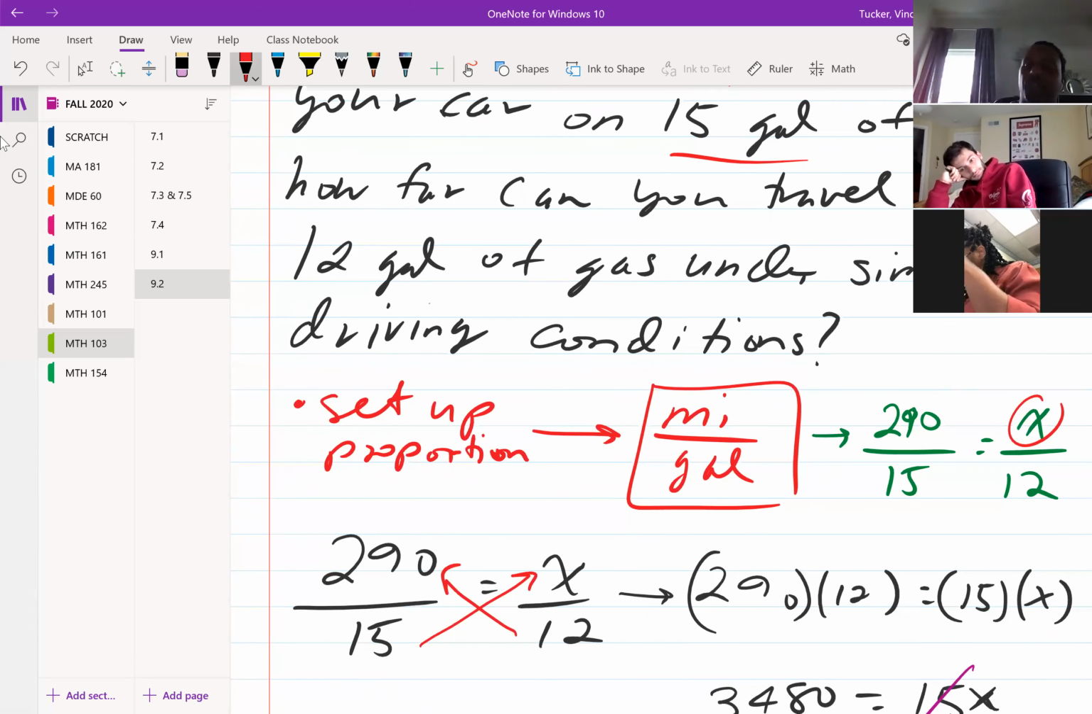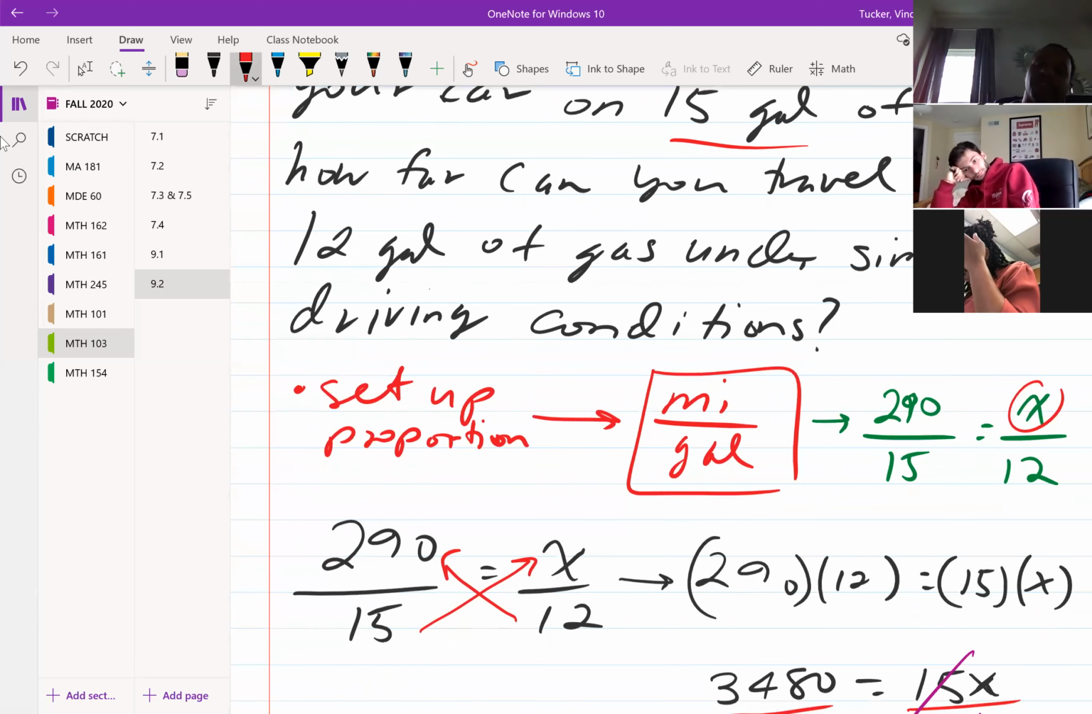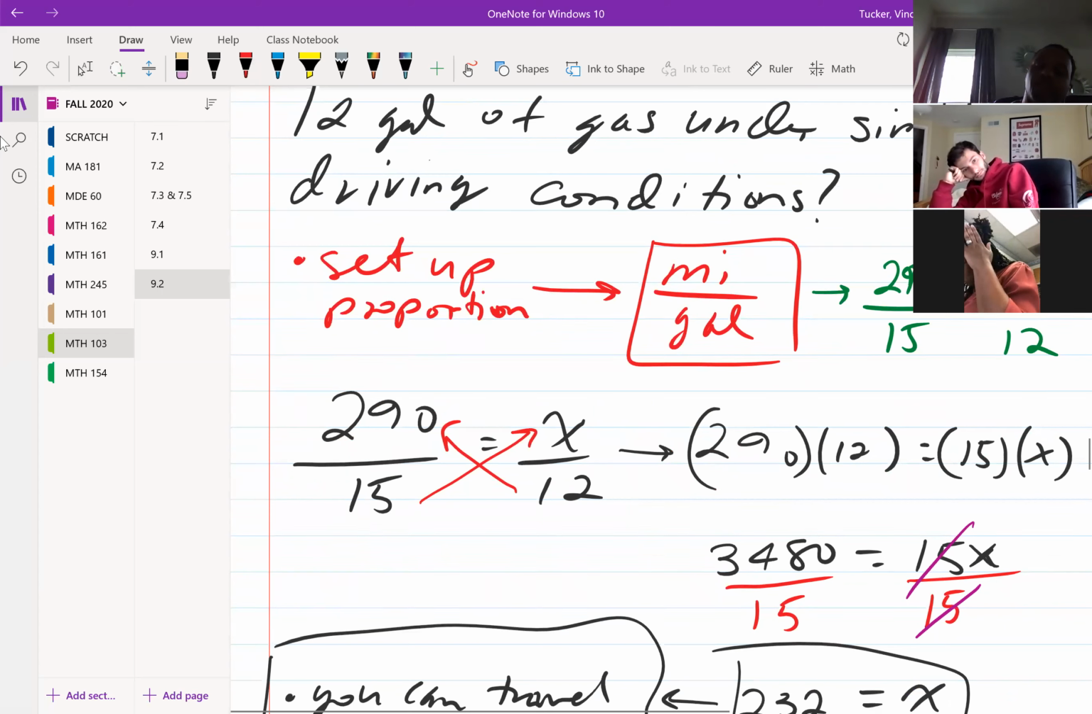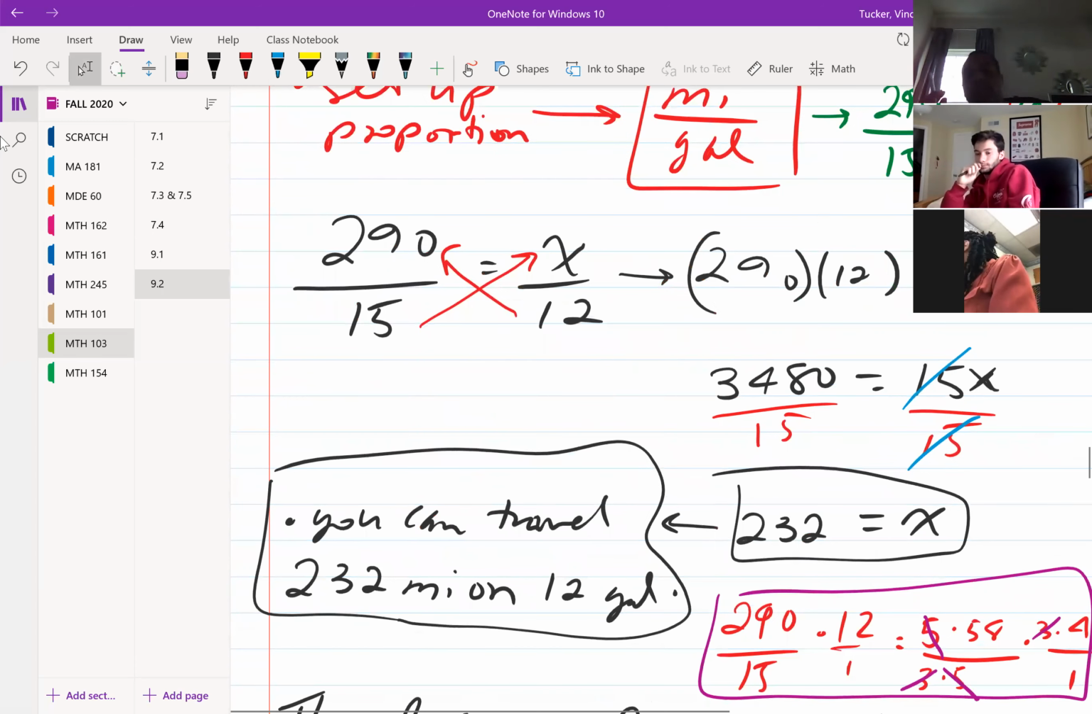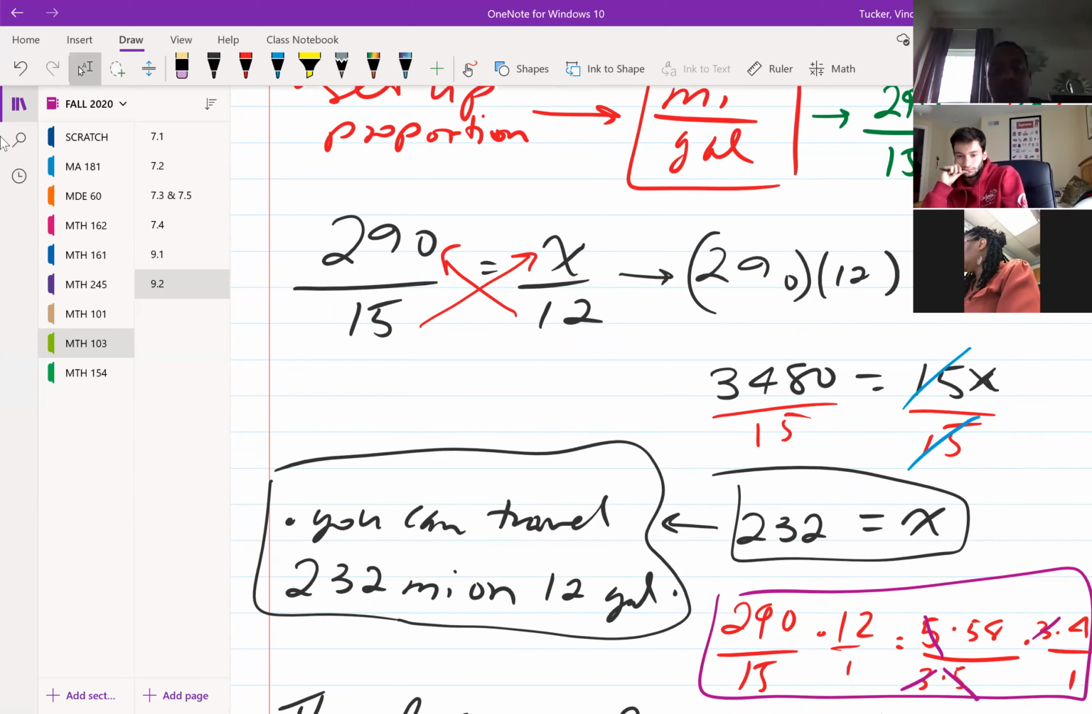290 times 12 is 3480. 15x is on the right side. Divide both sides by the 15. The number in front of the variable cancels. And 3480 divided by 15 is 232. So you can travel 232 miles on 12 gallons of gas.